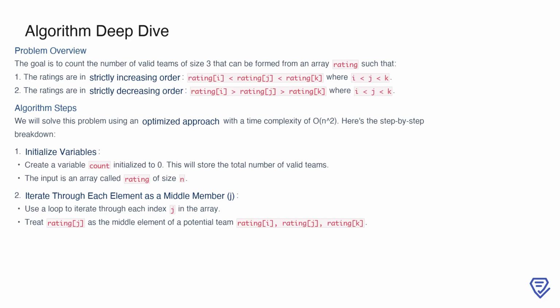First, we initialize a variable count to 0, which will keep track of the total number of valid teams. The input array rating has a size of n, and each element represents a rating value. The key idea is to treat one element at a time as the middle member of a potential team. We iterate through the array, designating each element rating[j] as the middle element, and systematically evaluate whether valid teams can be formed around it.